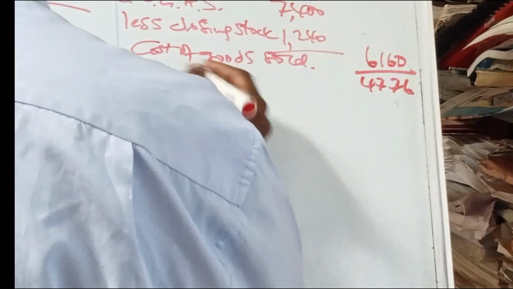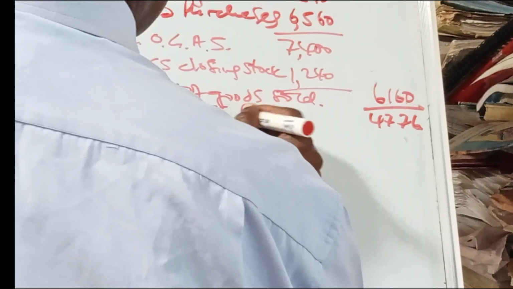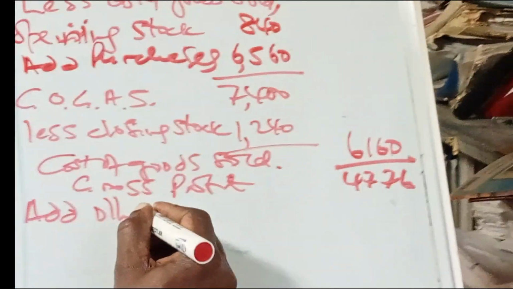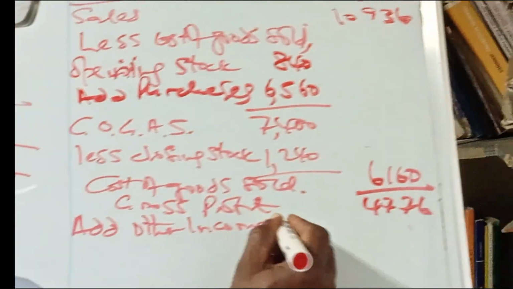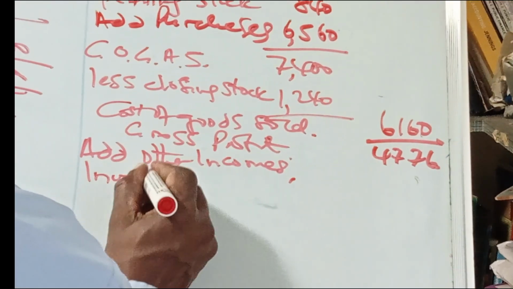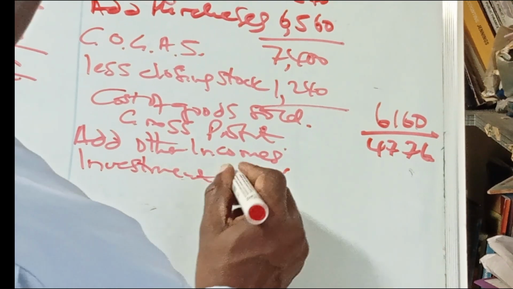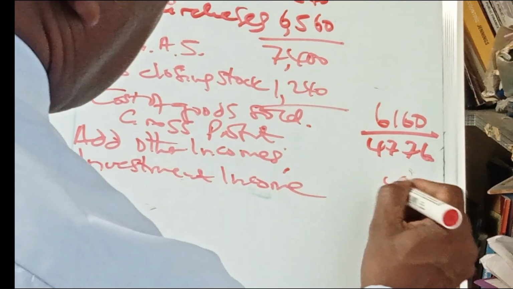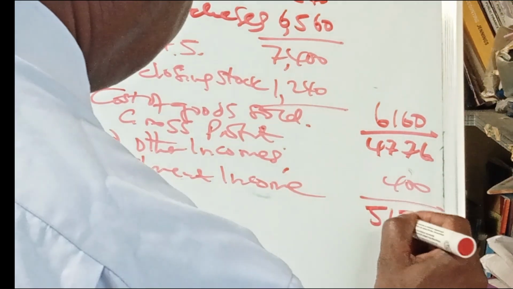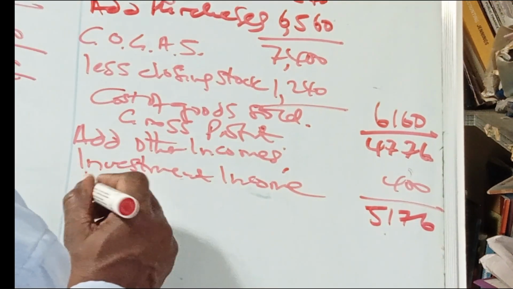Sales minus cost of goods sold will get gross profit. Then we say add other incomes. We add other incomes, and we have investment income of 400, giving us 4776 plus 400. We get a figure of 5176. That is aggregate income.